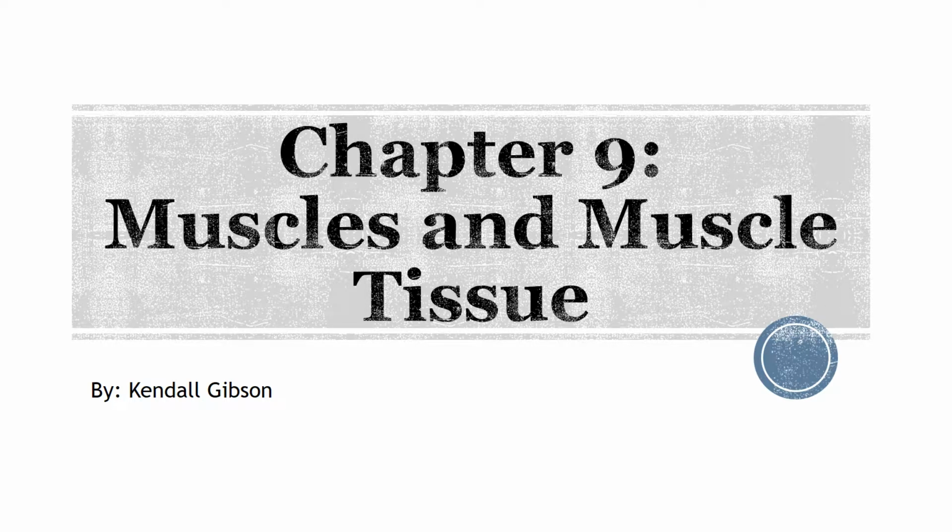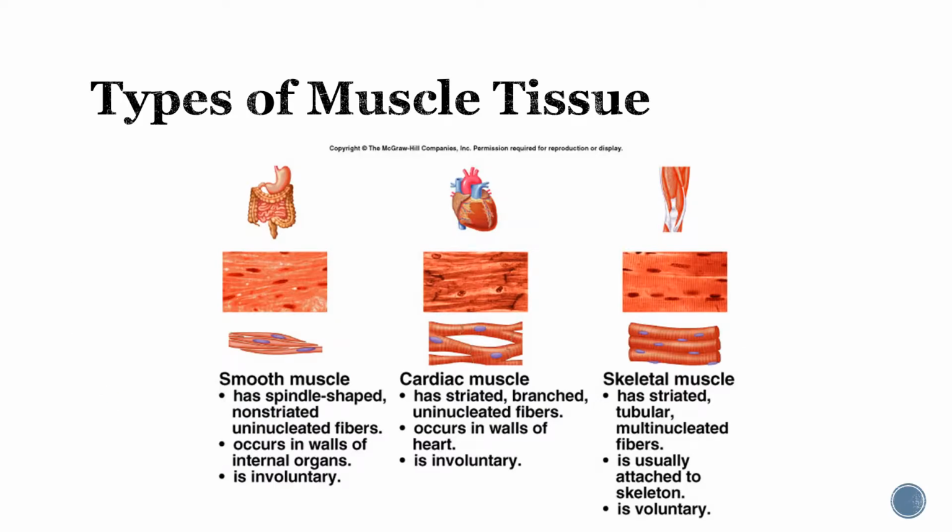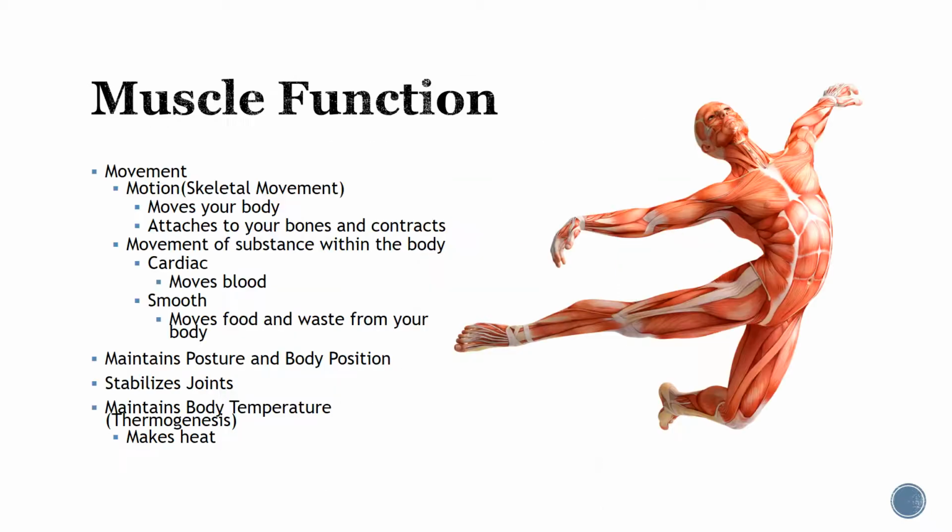Chapter 9, Muscles and Muscle Tissue. There are 3 types of muscle tissue: smooth muscle, cardiac muscle, and skeletal muscle. Smooth muscle is non-striated and involuntary. Cardiac muscle is striated and involuntary, and skeletal muscle is striated and voluntary.